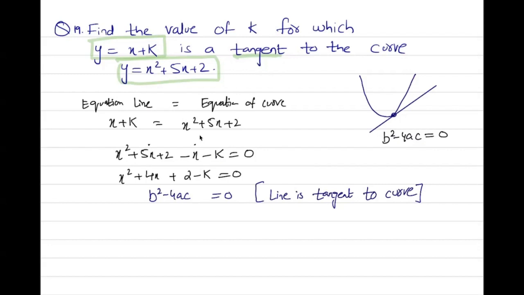Can anyone tell me? 4x, b value is 4. A value is 1. C value is 2 minus k. So b value is 4, a value is 1 and c value is 2 minus k, and 4 squared minus 4 times 1 times (2 minus k) equals 0. You get this equation, please solve it for the value of k. Tell me what is the value of k going to be?